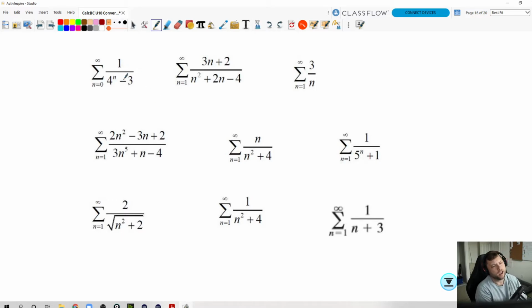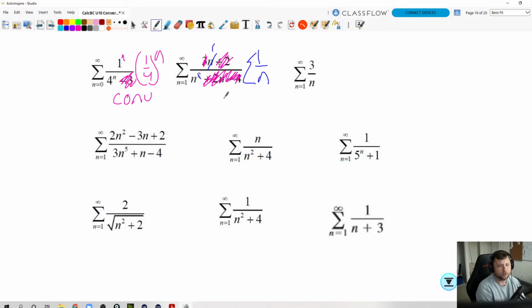This one right here, I don't want this -3. I don't care about this. So I'm left with 1 over 4 to the n. But treat that as 1 over 4 to the n, which is 1/4 to the n power. We're on a geometric series. Our ratio is 1/4, so we're going to converge. This one right here, let's get rid of the garbage we don't care about. This stuff on the bottom, these terms just don't matter. Coefficients, they're gross. So I'm left with n over n squared. I'm going to cancel out one of these n's. This is close enough to 1 over n, and this is going to diverge by p series because our p is 1. This one, treat that as a 1. Hey, same thing. This diverges again by p series.